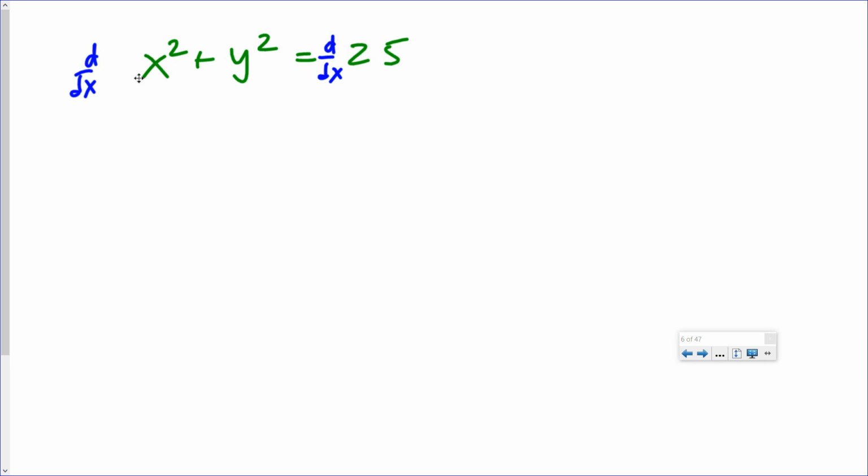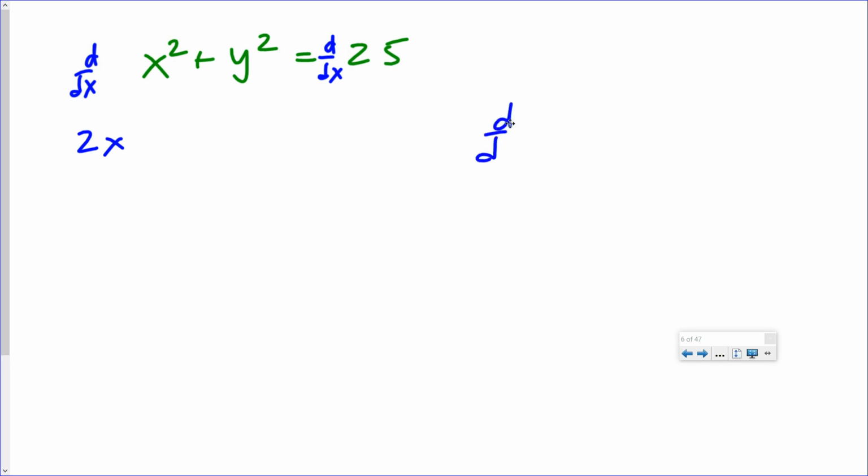Okay, and so the way you do that is this. You take the derivative of each term. So the derivative of x squared is 2x. You guys good with that? Okay, but I want you to think about this. When we said the derivative of x squared was 2x, we actually did a lot of math. We just didn't write it down.